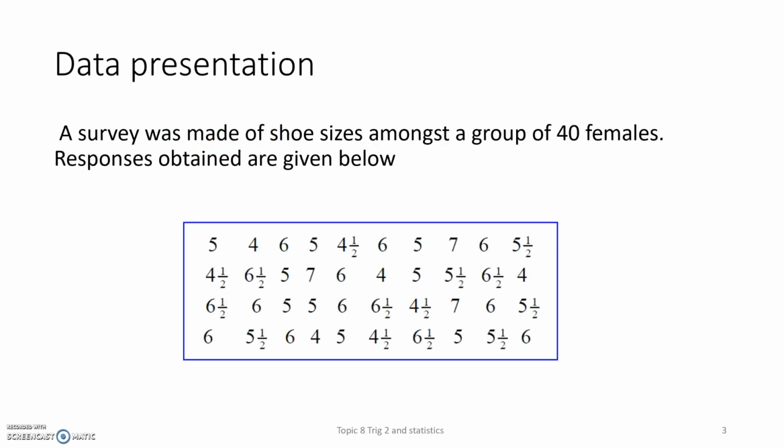We can collect data. This box shows data that's just as it is collected. Here it represents shoe size of females. The shoe size is the variable. And in this case, we're only looking at 40 females, so we would take that as the 40 females would be a population. It's not a sample, it's a population.